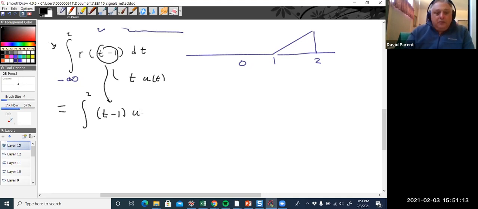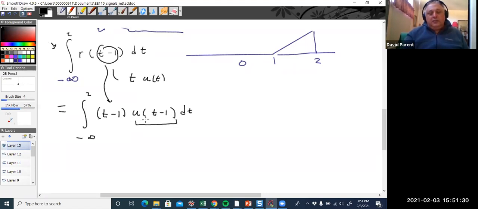And then we have u(t) minus 1. We still have infinity. All right. Now, as you know, this is equal to 0 for t less than 1 and equals 1 for t greater than or equal to 1.